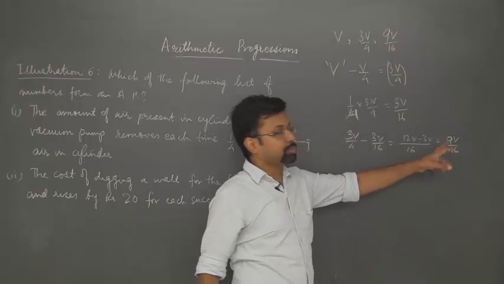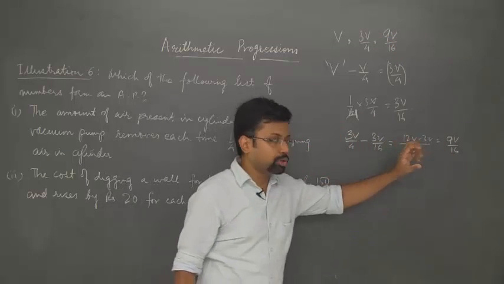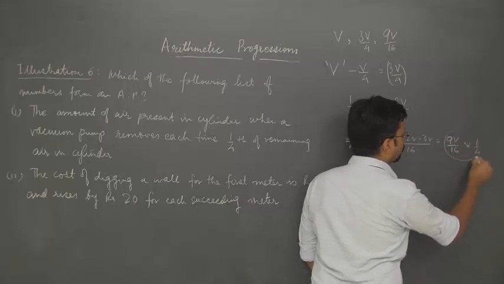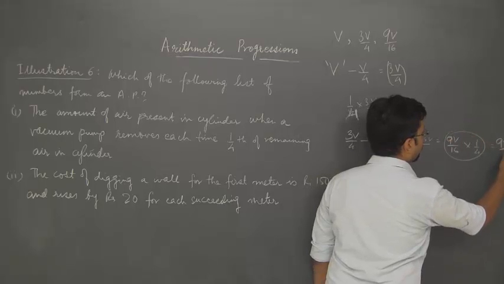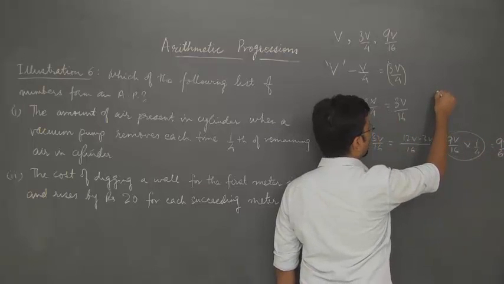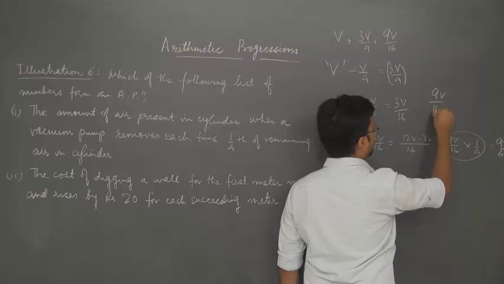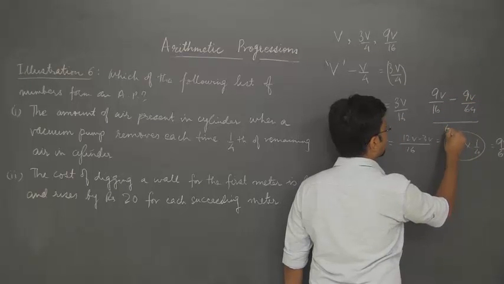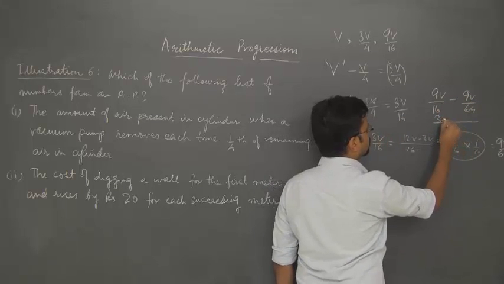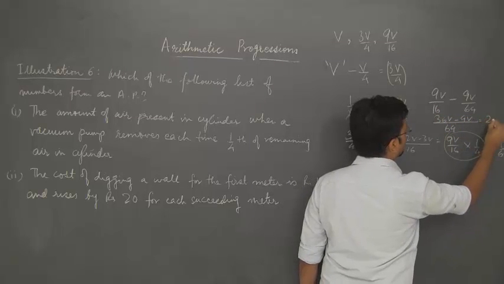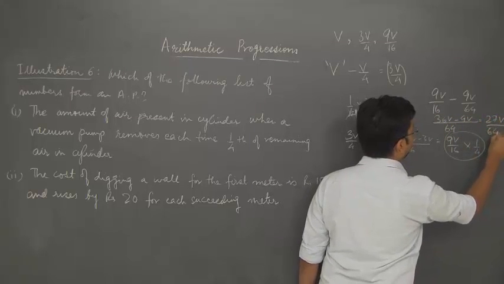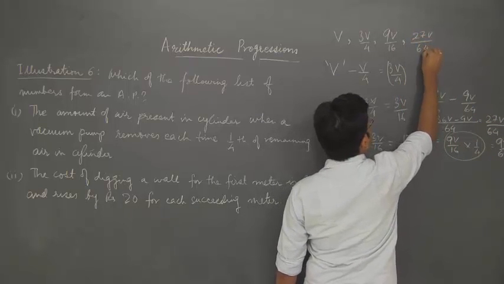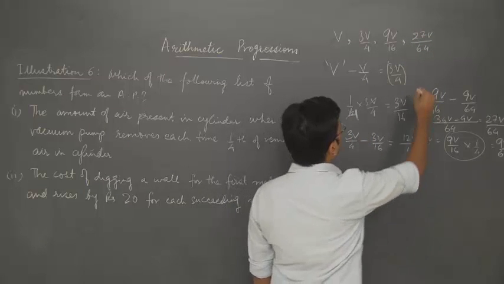Now we have this much air remaining in the cylinder. You again put the pump, which will take out 1/4 of the air. 1/4 of this would be how much? It will be 9V by 64. So how much air would remain in the cylinder? It will be 9V by 16 minus 9V by 64. If you take the LCM, it will be 64. 36V minus 9V, that will be 27V by 64. So 27V by 64 will remain. Now we have got a list of 4 numbers.